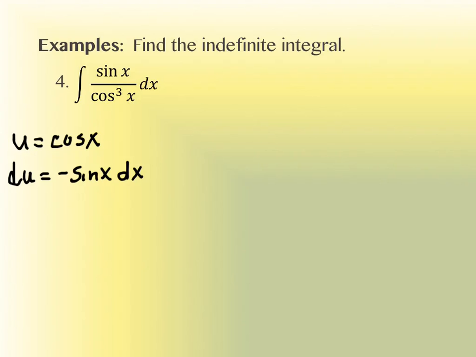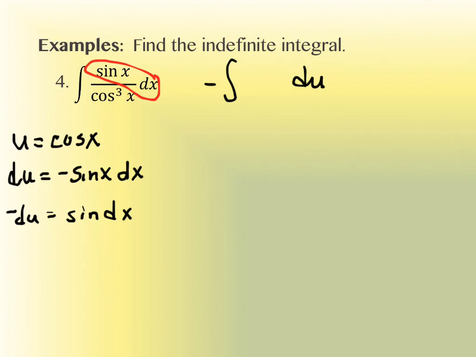I don't have the negative though in the problem, correct? So I'm just going to divide it or multiply it to the other side. So this is negative du equals sine x dx. So this piece right here will get replaced with the du at the end, the negative at the beginning, and the 1 on top.